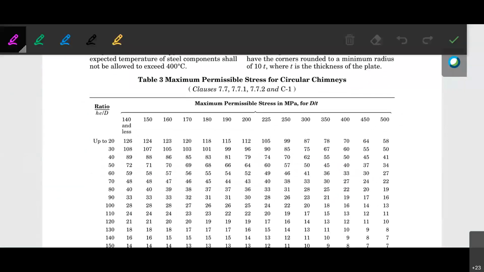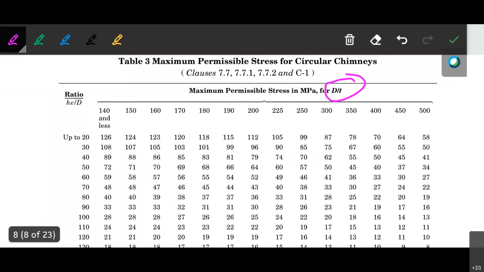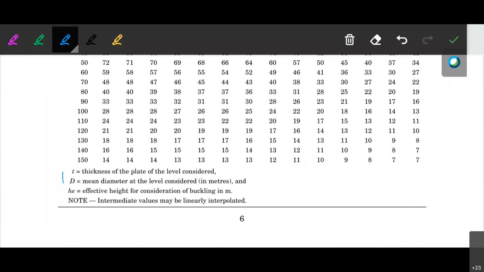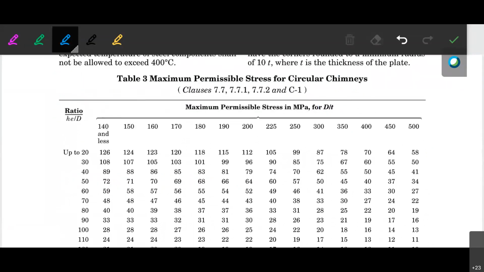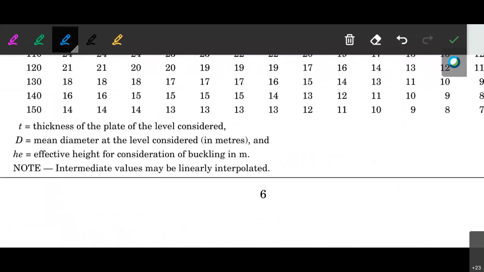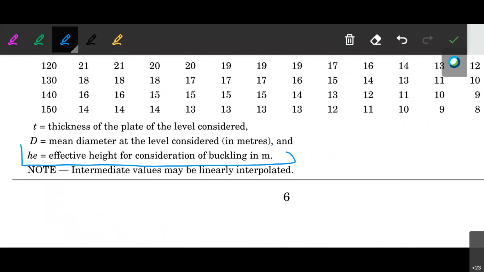Okay, depending upon two ratios, that is D by t, and the second ratio is He by D. Now D will obviously be the mean diameter at the level considered, that is the mean diameter of that particular chimney. T will be the thickness of that particular chimney, and He will be the effective height for the consideration of the buckling.